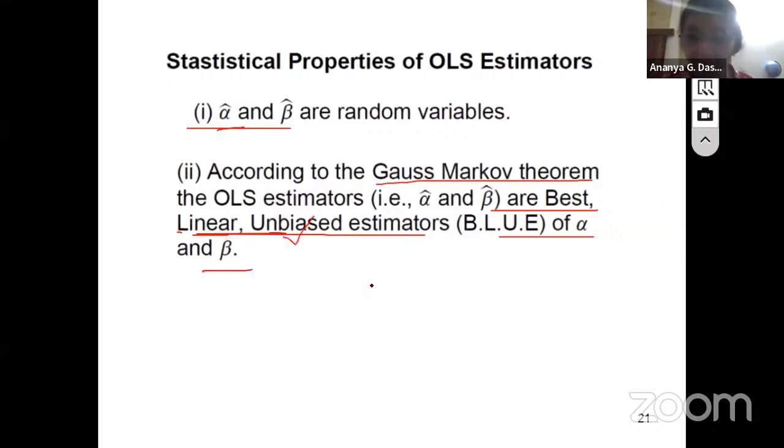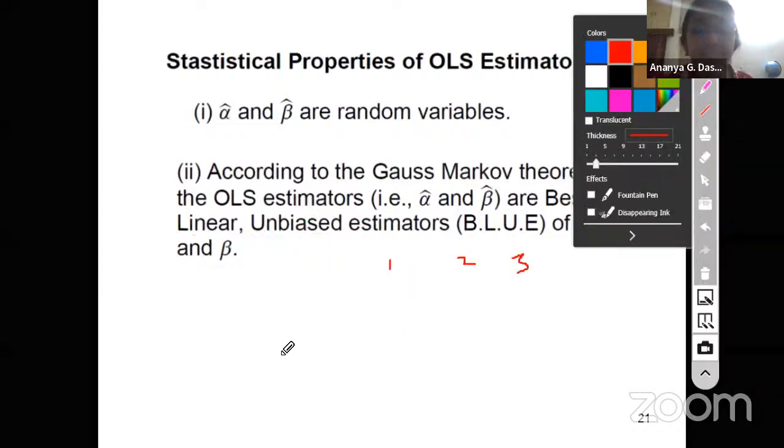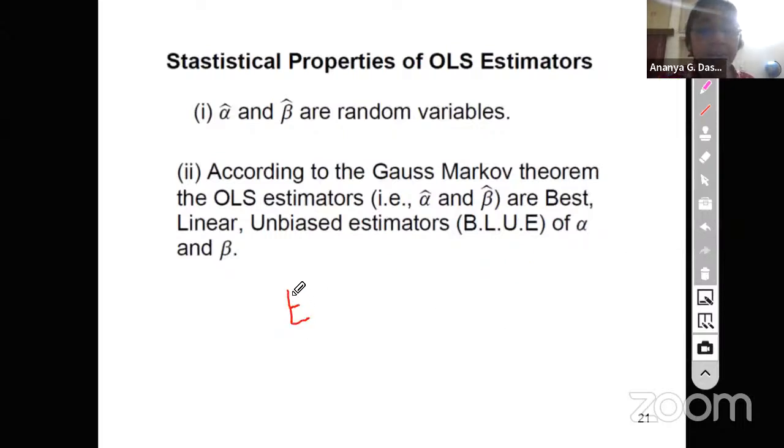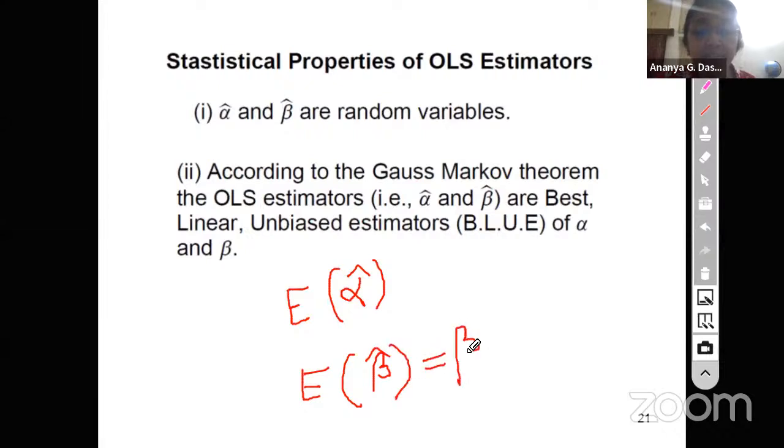Now, what does being unbiased mean? It literally means that the average value of alpha hat and beta hat lies on the parameters that they're estimating. That's the whole thing about unbiasedness. So if you look at the average value of beta hat, it is equal to beta. If you look at the average value of alpha hat, it's equal to alpha.